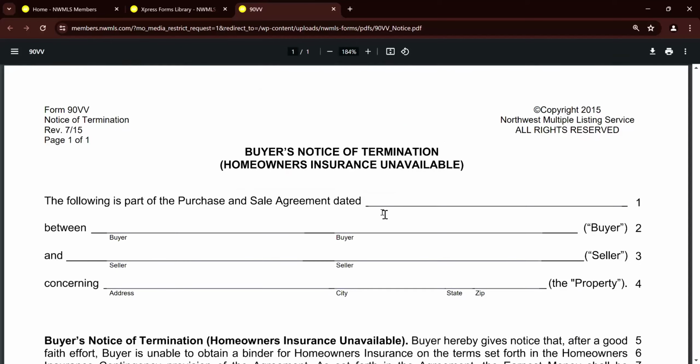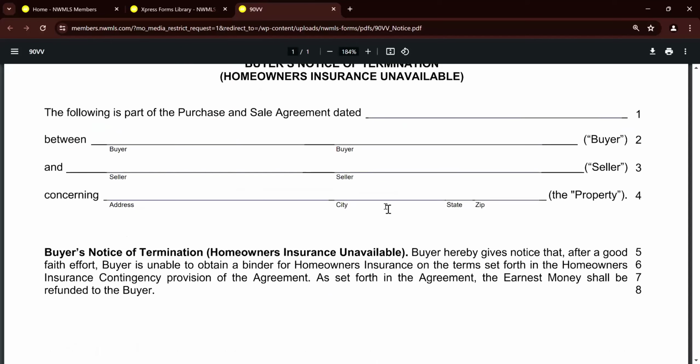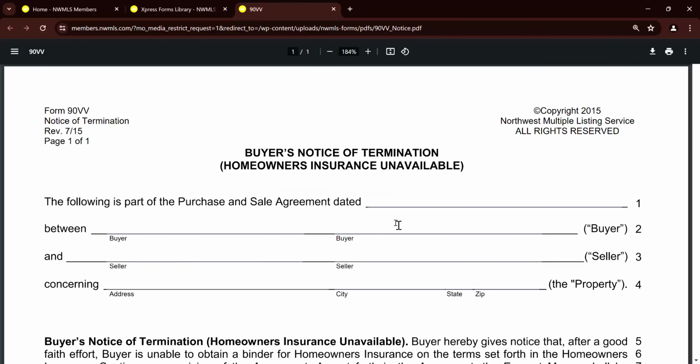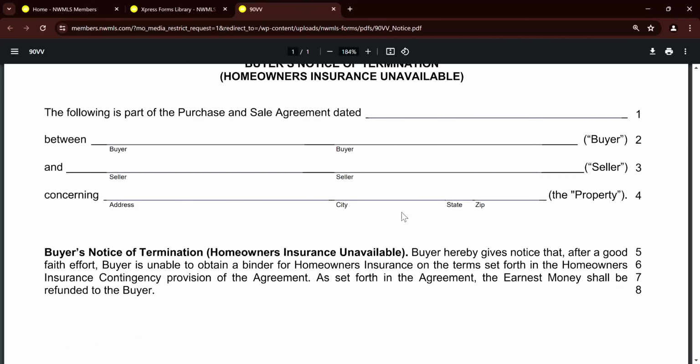If you guys had that, is it 22VV? Yeah, 22VV goes with the 90VV. 22VV is where you have the contingency for the buyer to get insurance for the property. If they can't get insurance for the property, it's an unsatisfactory condition, maybe because the cost is way too high because of flood insurance or something.